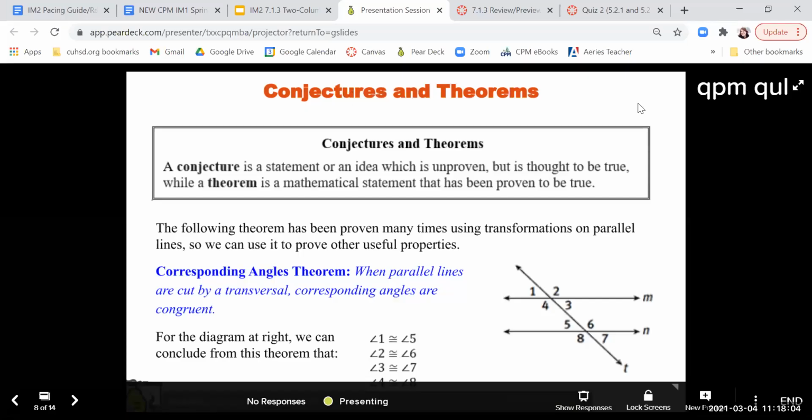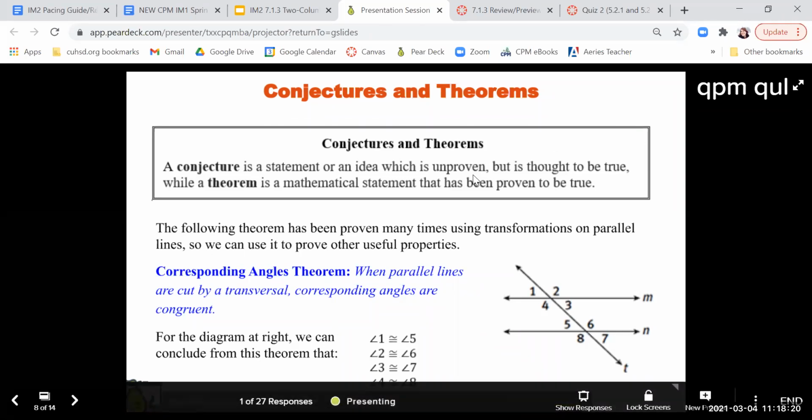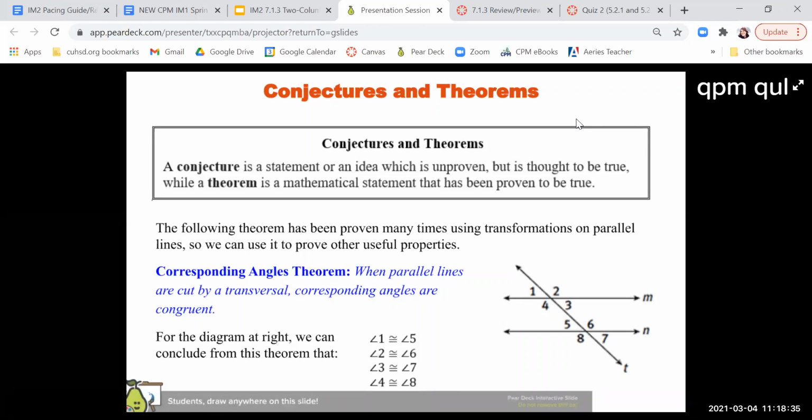Okay, this next slide is kind of an informational slide. So just to clarify, what do we mean by conjecture and what do we mean by theorem? So there's basically a definition here. A conjecture is a statement or idea which is unproven, but it's thought to be true. A theorem is a mathematical statement that has been proven to be true. So we've been proving conjectures, and once we prove them, they become theorems. And pretty much everything we've proved is already a theorem or a property that's just known as true.